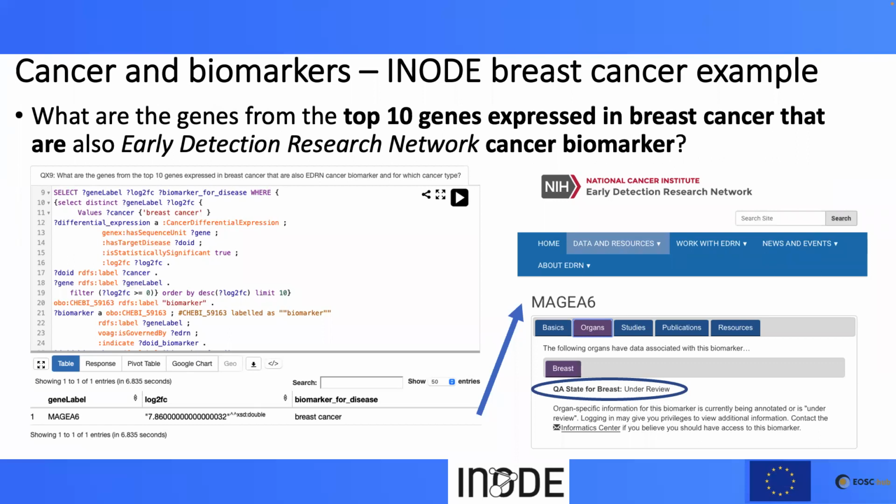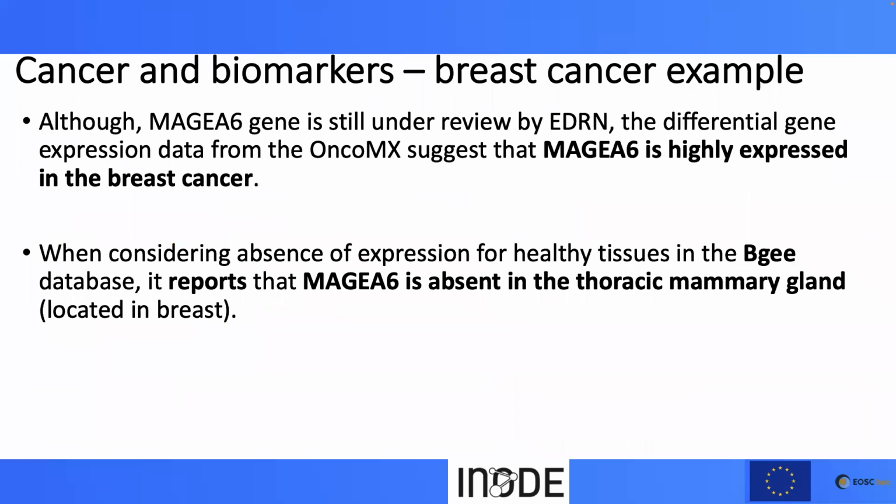Further analysis, when we look at another database that is also part of the iNode project, the Bgee database, which contains gene expression for healthy tissues, we can see that this same gene is reported to be absent in this anatomical entity called the thoracic mammary gland, which is located in the breast. This further implies that this is a good candidate to be a biomarker. Then we can see that currently the iNode system can already give really good insights for researchers.